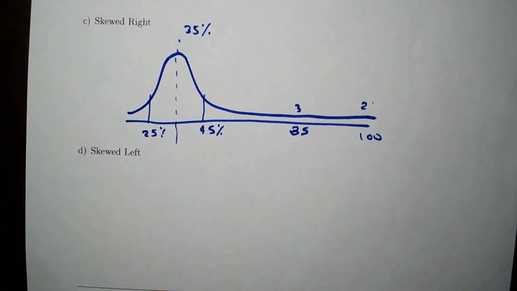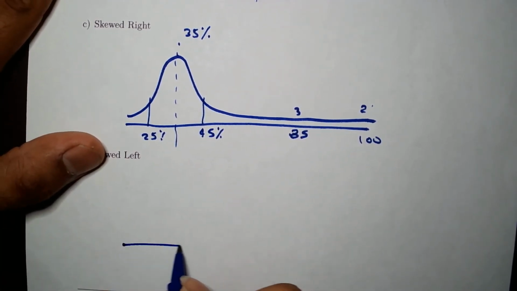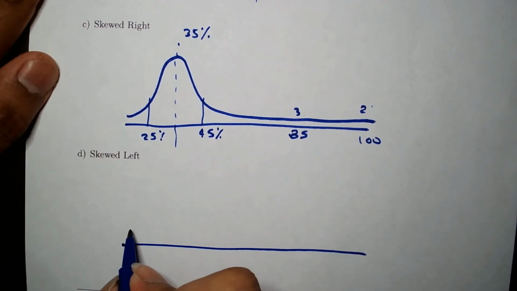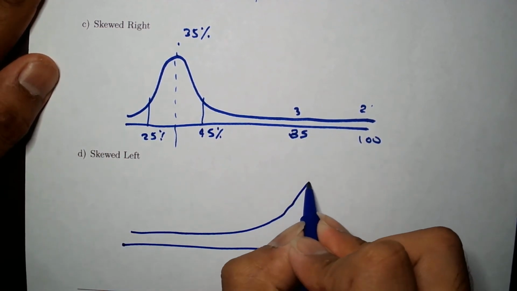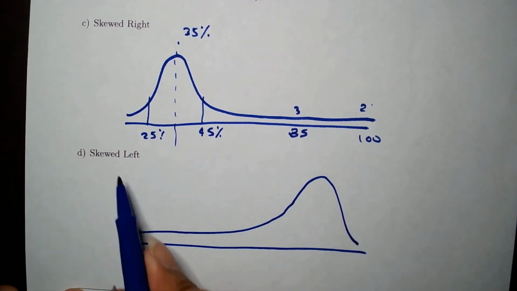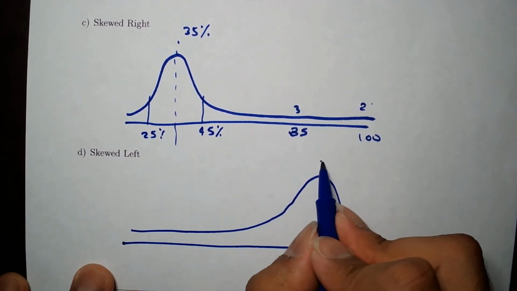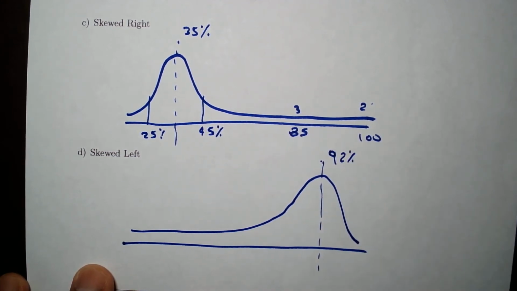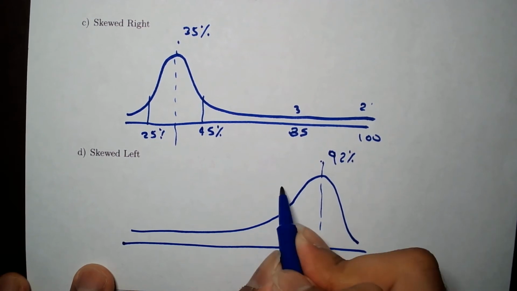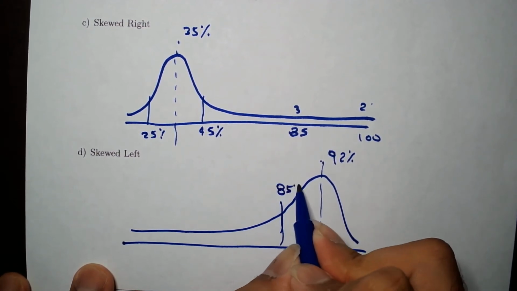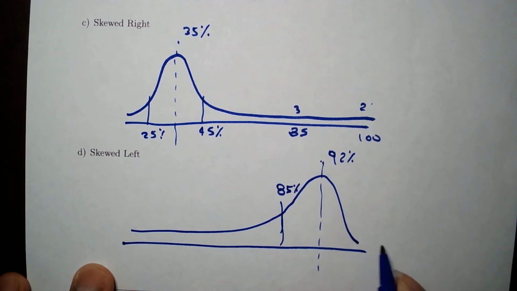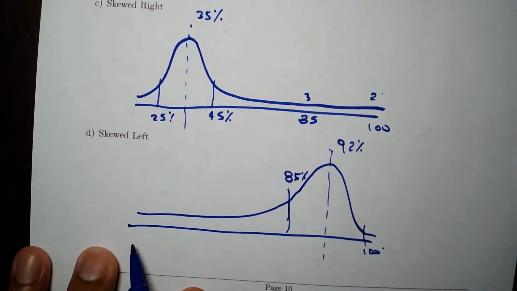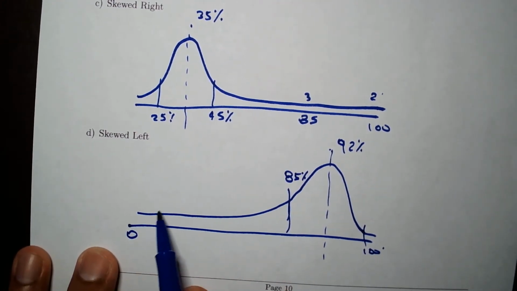On the other side, we have the skewed left, which is the opposite of the skewed right. In this case, maybe the exam was really easy, so almost everyone got A's and B's. Almost nobody failed. Do you see that if we go from 0 to 100, almost no one failed the test?